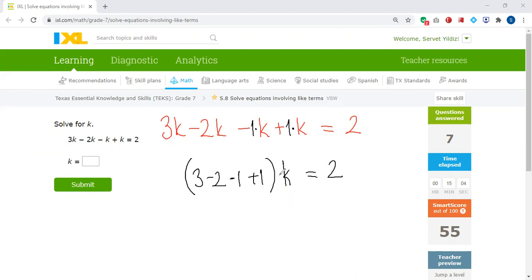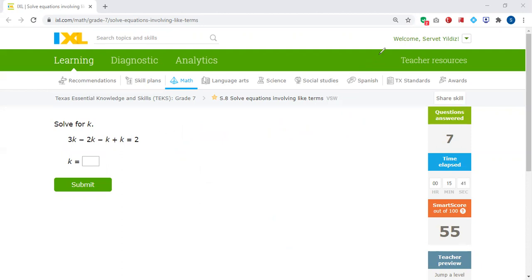So what is 3 minus 2? We are doing this from left to right. 3 minus 2 is 1. And then 1 minus 1 is 0. 0 plus 1 is 1. So 1 times k is going to be equal to 2. And 1 times any number is the number itself, so 1 times k is equal to k. k is equal to 2 is the answer because the question is asking us to find k. So k is equal to 2 is the answer here.